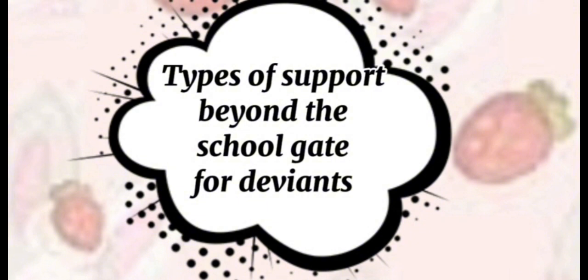So once again, students' behavior at school can vary, but teachers and schools play a very important role in guiding and supporting the students. By setting clear expectations, offering positive reinforcement, and maintaining open communication, schools can create positive learning environments. Understanding the causes of deviant behavior and providing support both within and beyond the school gate can help children navigate challenges and make positive choices throughout their future.